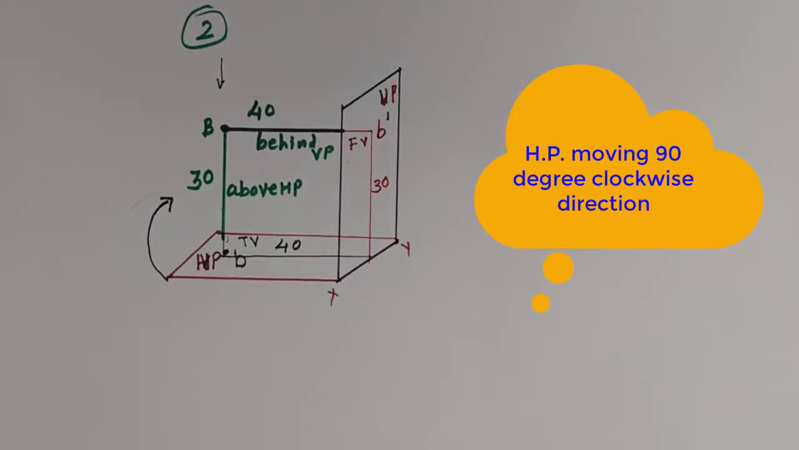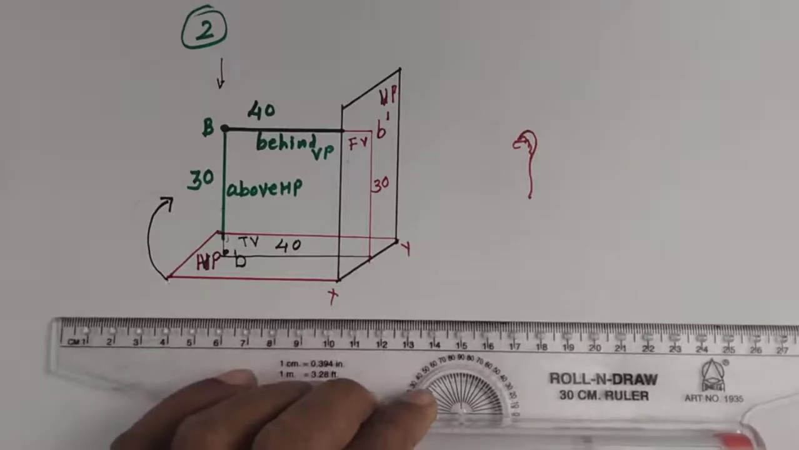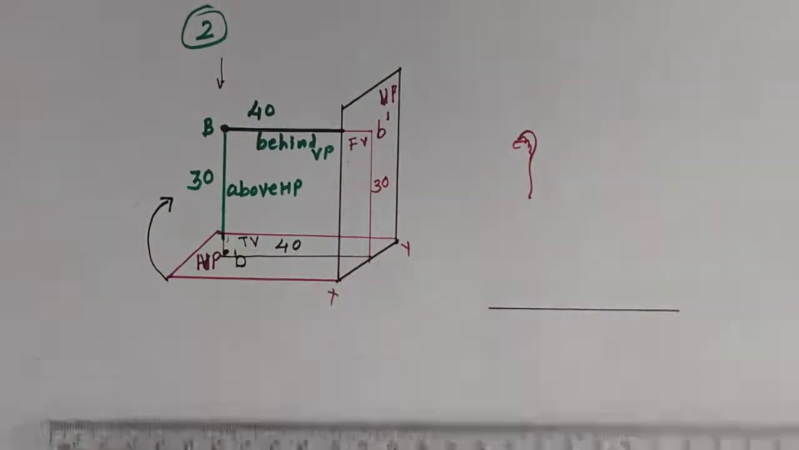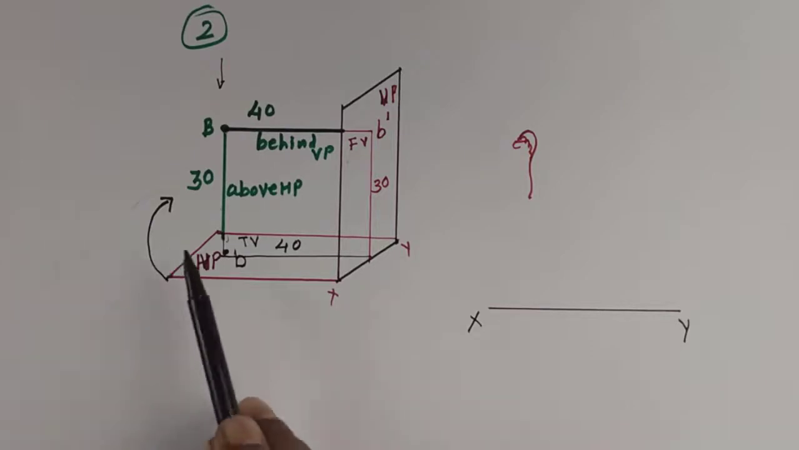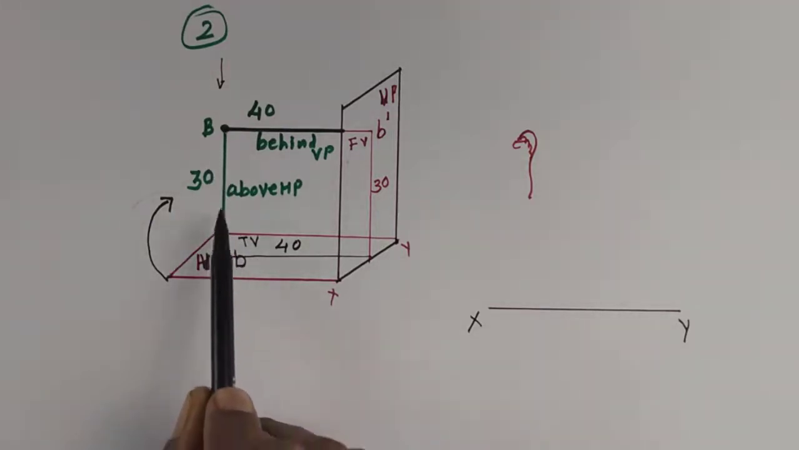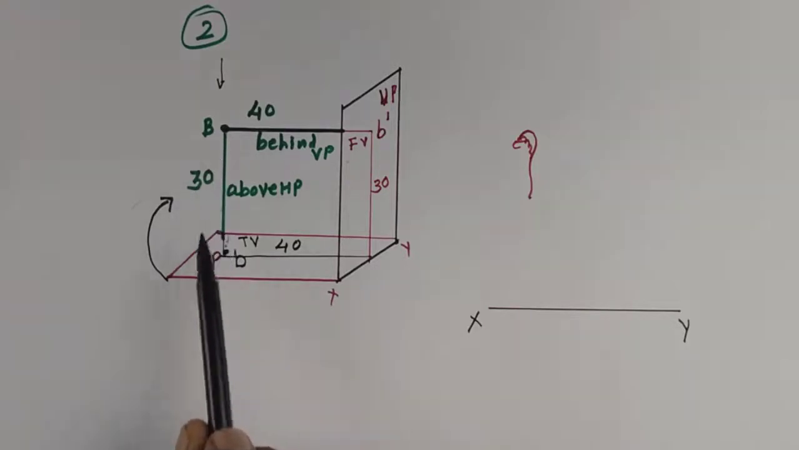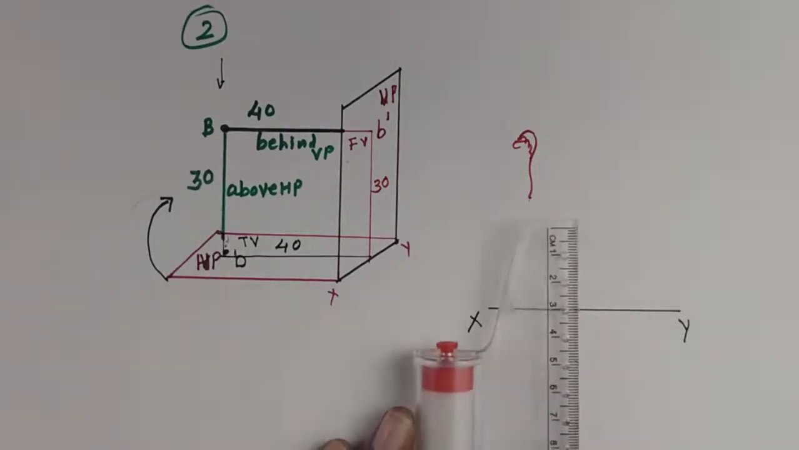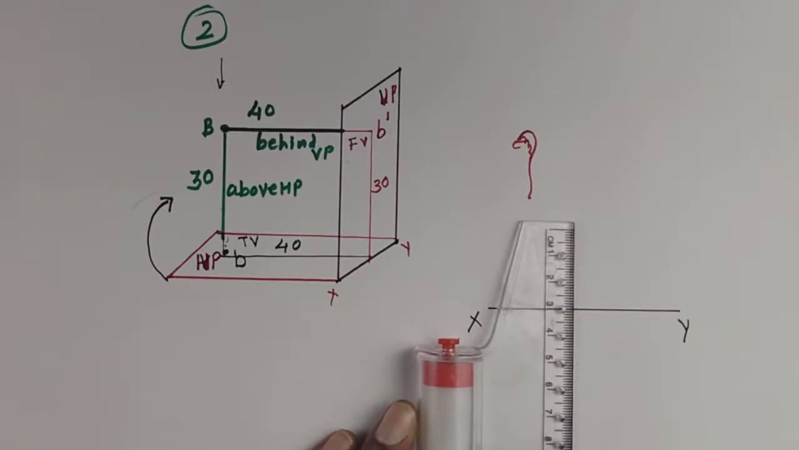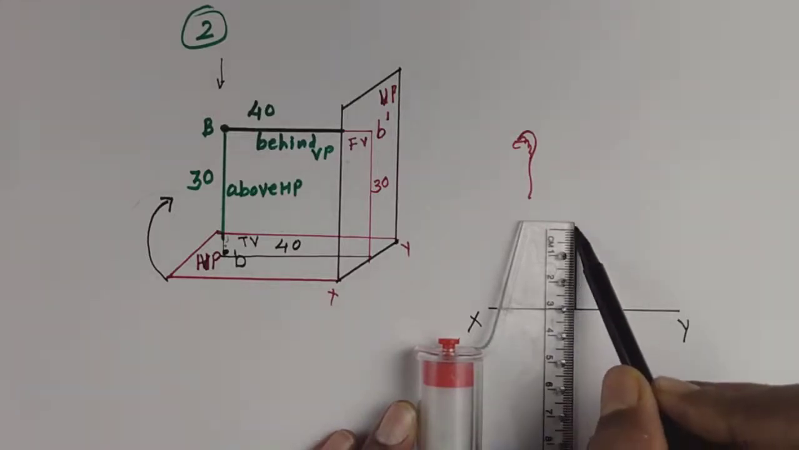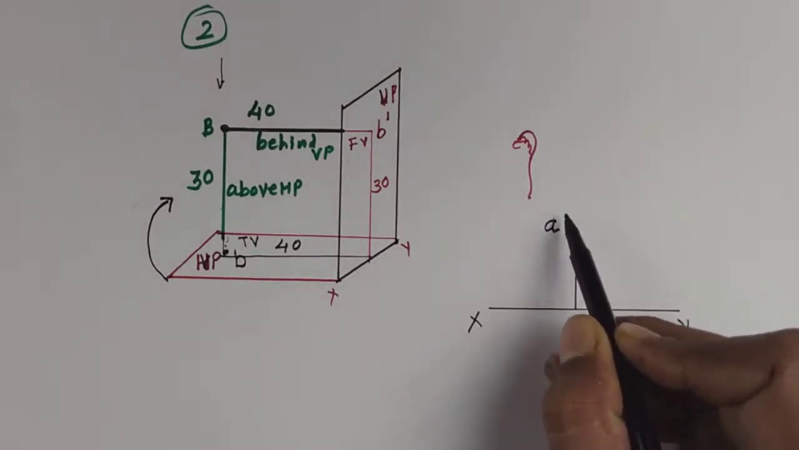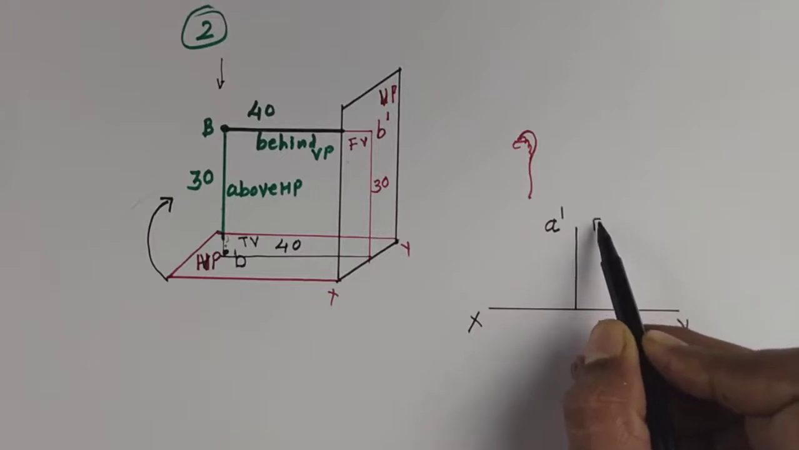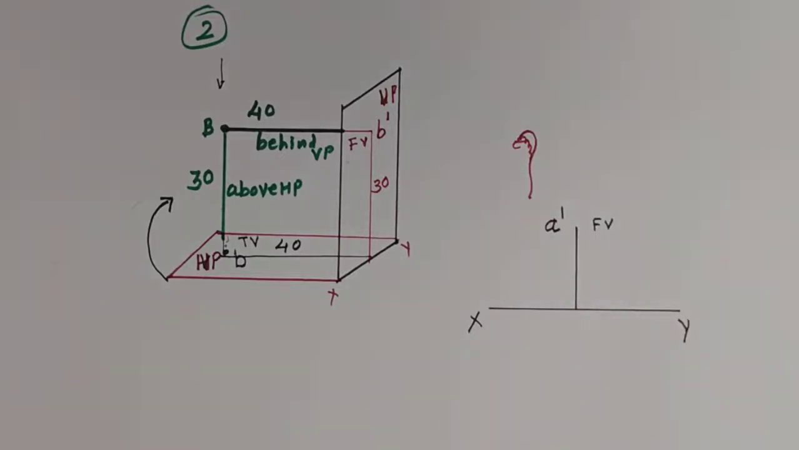So how to represent it here? First I draw the XY line. I read the data of the problem. The point B is 30 mm above HP, so I just mark the 30 mm above the XY line. The condition with HP means it is our elevation point, the front view point, 30 mm.